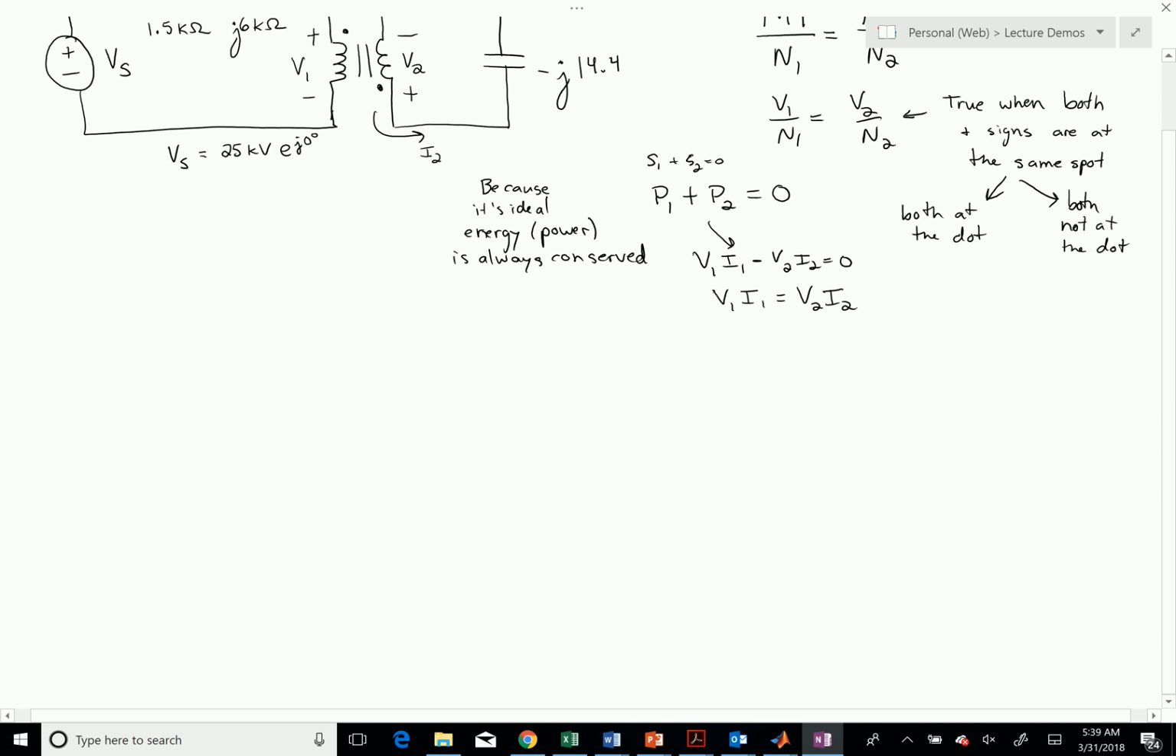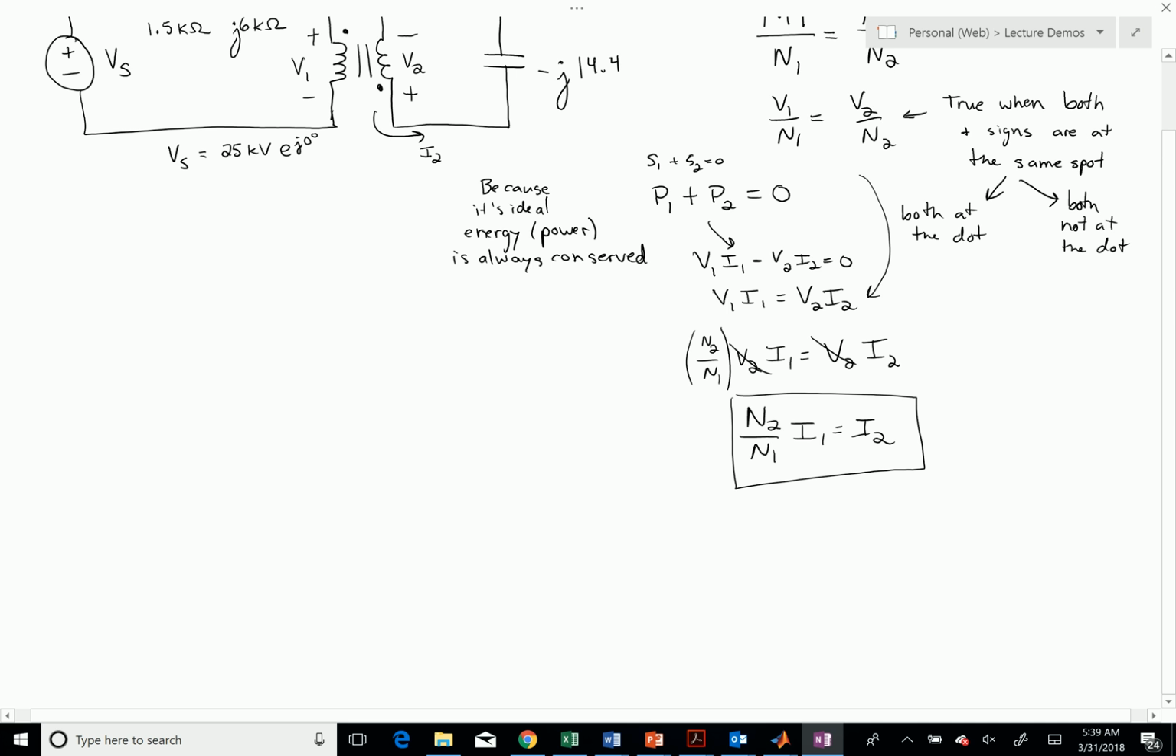So what I then end up doing is I combine this fact with what I know about the voltage relationships. So I will say that in this case, V1 is N2 over N1 times V2. I1 equals V2 I2. So I substituted in the voltage relationship. The V2's cancel, and I get that N2 over N1 I1 equals I2. Okay?